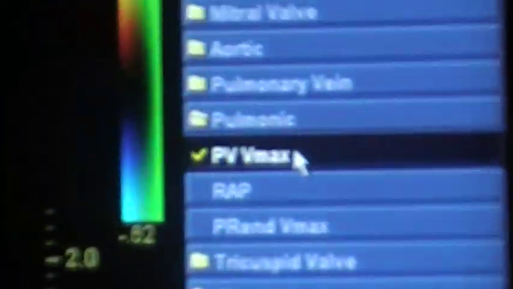Better picture. There we go. So this is your normal flow, and then you can measure it again. Just do a PV Vmax again on that flow.